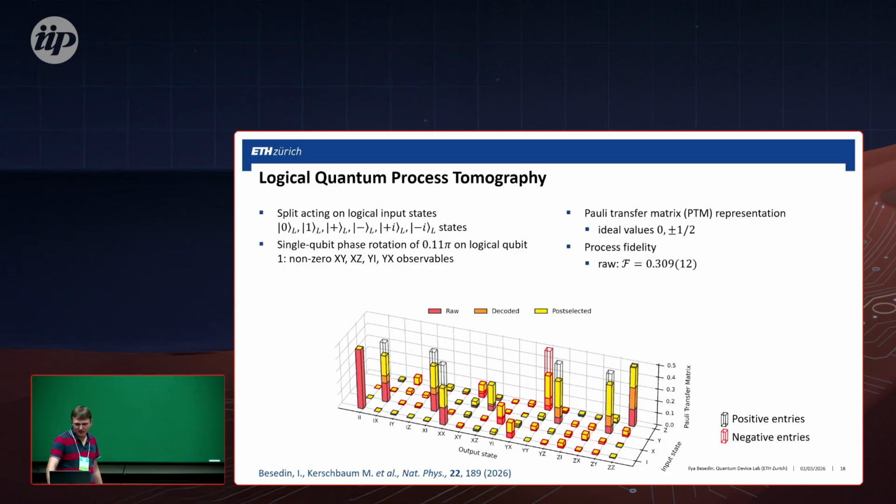And the process fidelity is 0.3 for raw. That's not interesting. 0.4 for decoded. And if you post-select, it's a bit better. And you might ask, why is it not what you want?